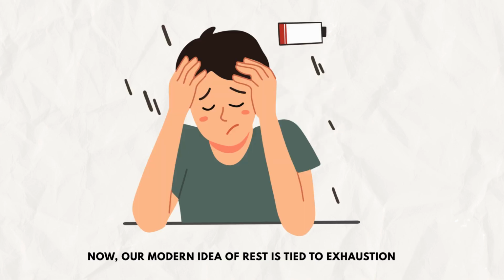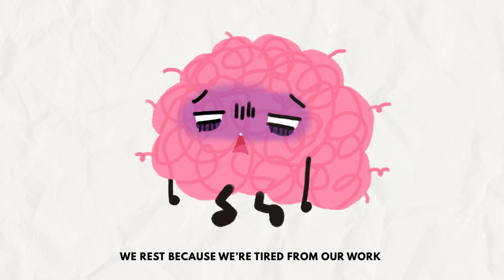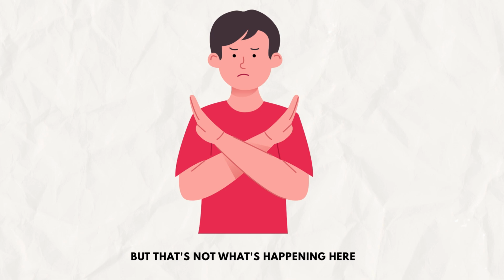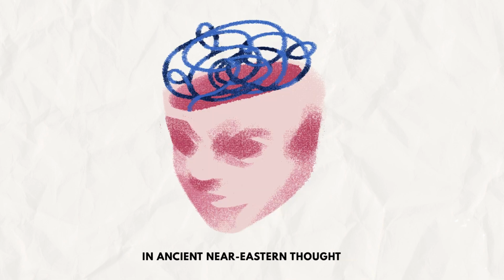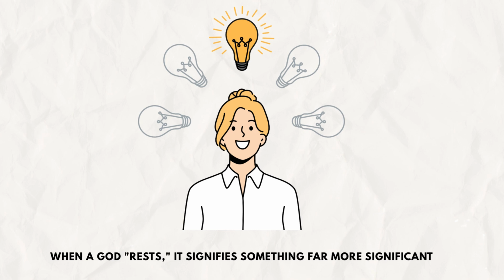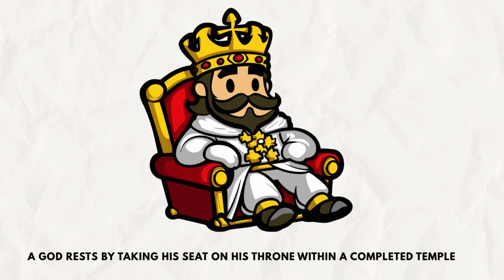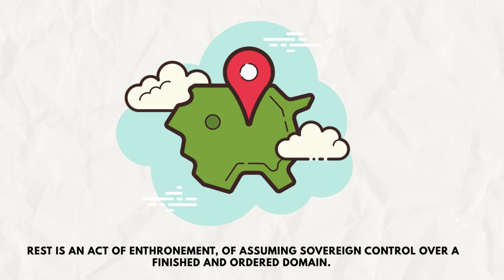Now, our modern idea of rest is tied to exhaustion. We rest because we're tired from our work. But that's not what's happening here. In ancient Near Eastern thought, when a god rests, it signifies something far more significant. A god rests by taking his seat on his throne within a completed temple. Rest is an act of enthronement, of assuming sovereign control over a finished and ordered domain.